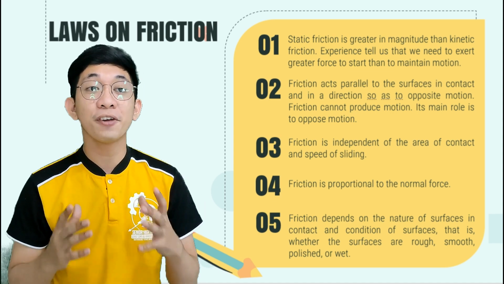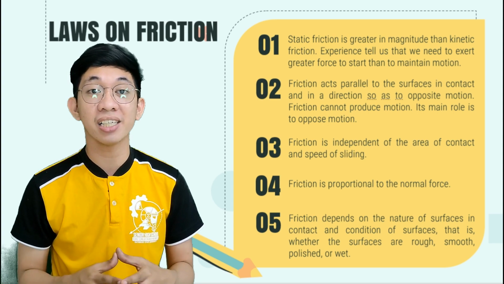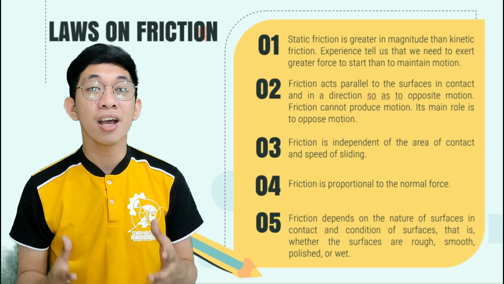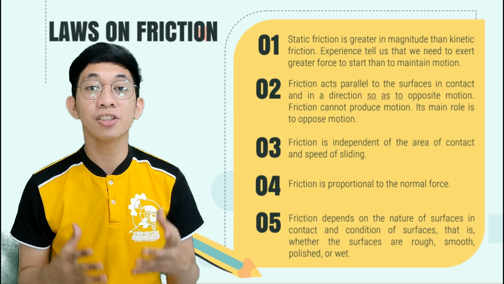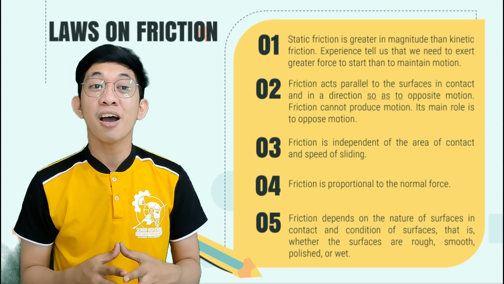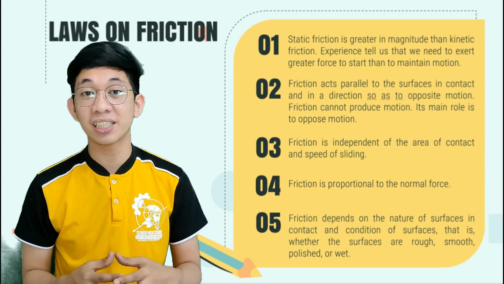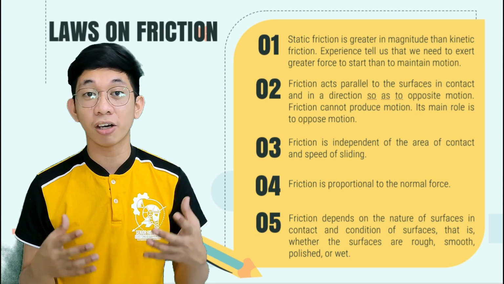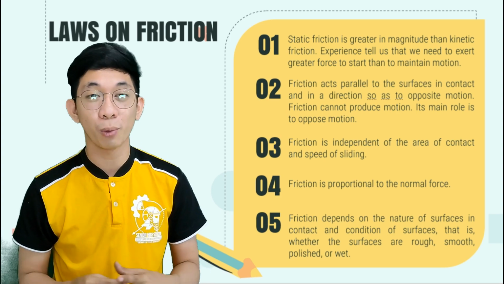Number three, friction is independent of the area of contact and speed of sliding. Number four, friction is proportional to the normal force. Number five, friction depends on the nature of surfaces in contact and condition of surfaces, that is, whether the surfaces are rough, smooth, polished, or wet.